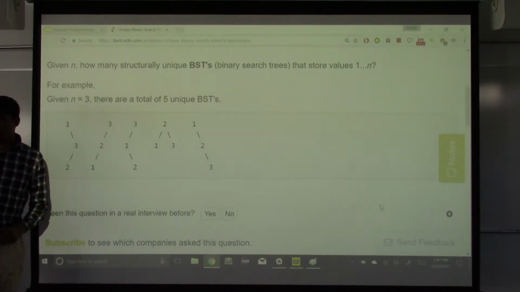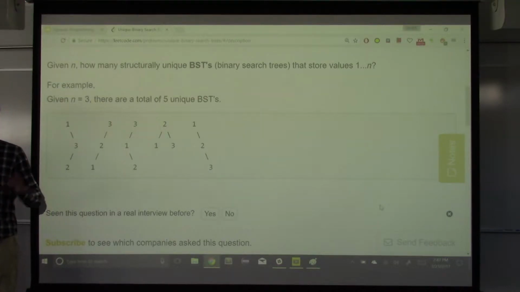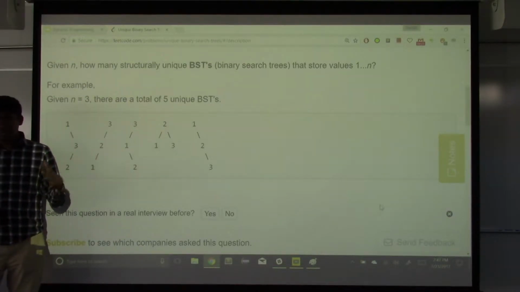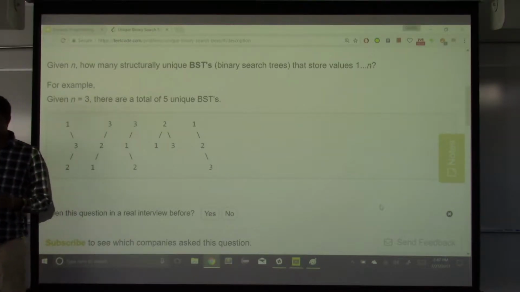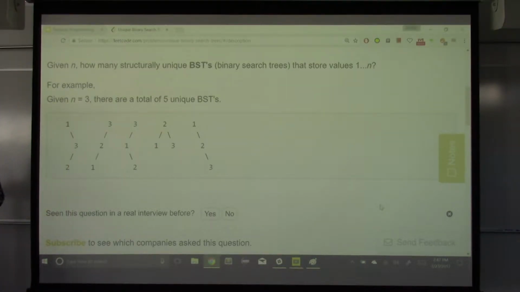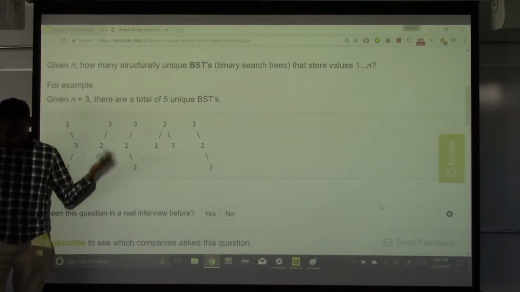Okay, does everybody get this question? So basically you need to build as many binary search trees as you can with the numbers from 1 to n. You're supposed to calculate how many trees you can build. Okay, so how do you want to do this? So this class is DP.